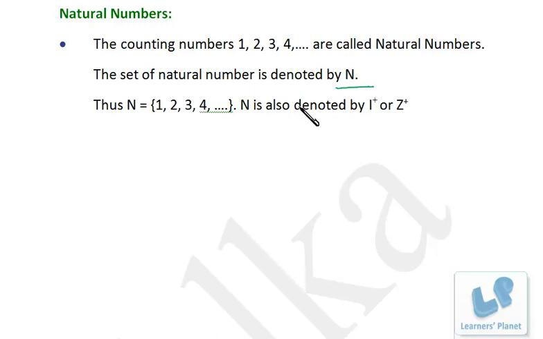We also call them positive integers. This I or Z is the sign of integers, and I plus or Z plus means positive. So natural numbers are also called positive integers. N is how we represent natural numbers, as capital N. It is the set of counting numbers, that's 1, 2, 3, 4 till infinity.